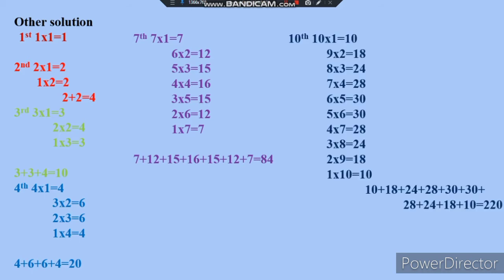Now, if you want to know the 10th sequence, since the 10th sequence has 10 layers, the highest number to multiply by 1 is 10. So, you start with 10 times 1 is equal to 10. And then, 9 times 2 is equal to 18. 8 times 3 is equal to 24. 7 times 4 is equal to 28. 6 times 5 is equal to 30. And then 5 times 6 is equal to 30. 4 times 7 is equal to 28. And then 3 times 8 is equal to 24. 2 times 9 is equal to 18. And then 1 times 10 is equal to 10. We add all of that: 10 plus 18 plus 24 plus 28 plus 30 plus 30 plus 28 plus 24 plus 18 plus 10 is equal to 220.